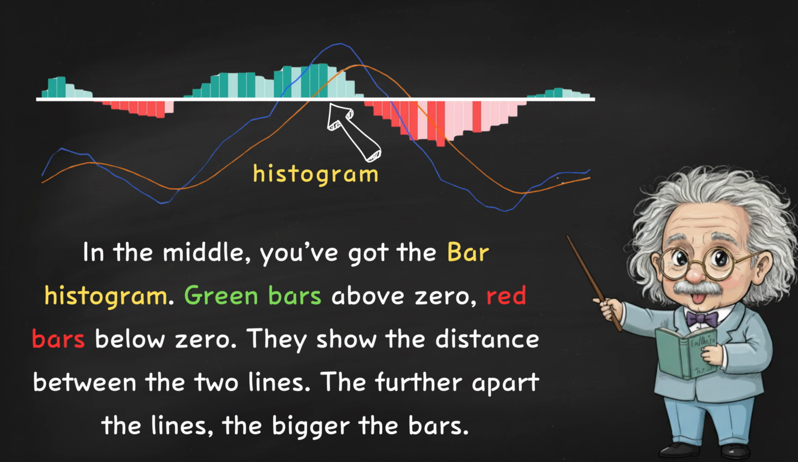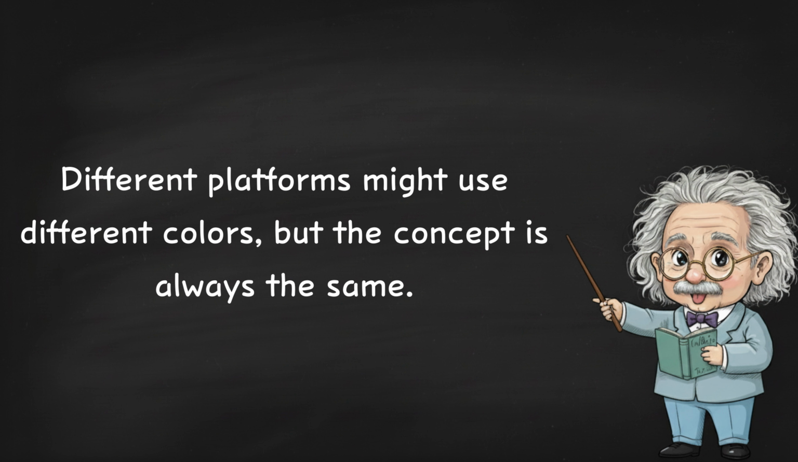In the middle, you've got the bars, the histogram. Green bars above 0, red bars below 0. They show the distance between the 2 lines. The further apart the lines, the bigger the bars. Different platforms might use different colors, but the concept is always the same.